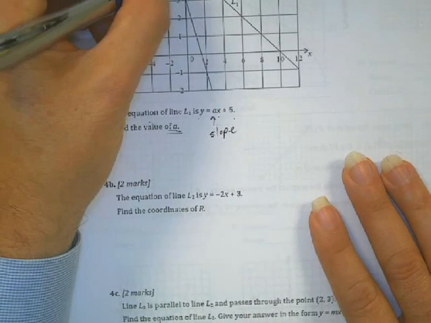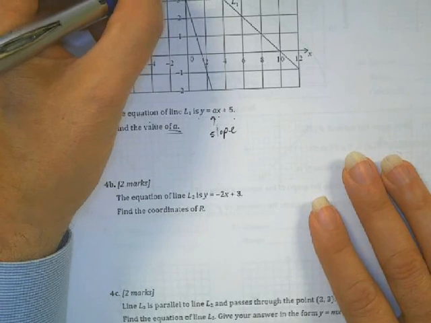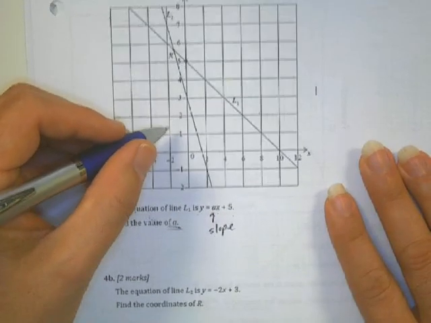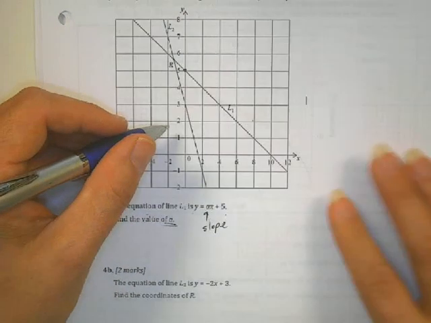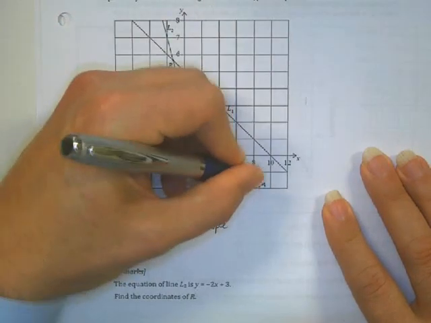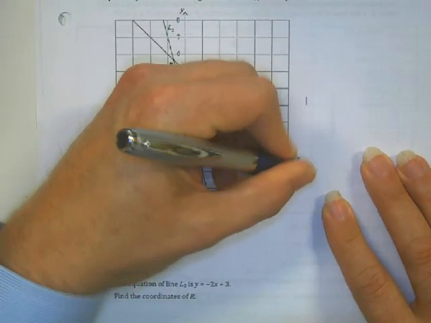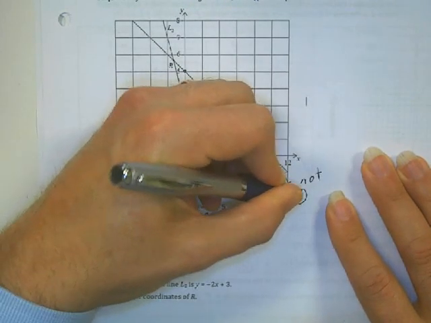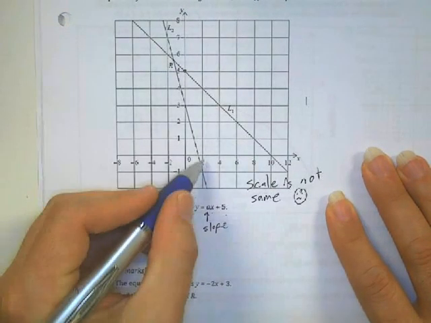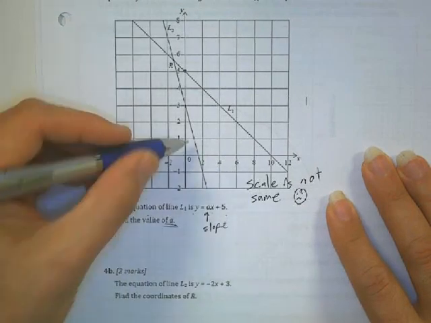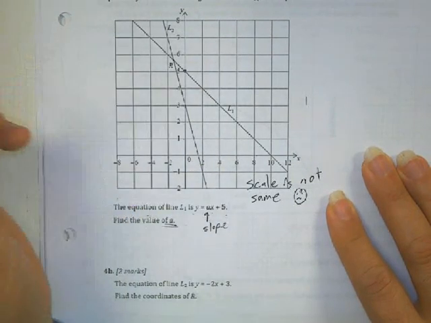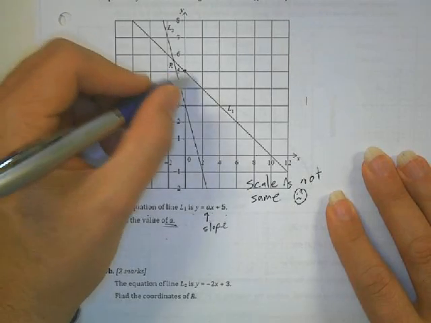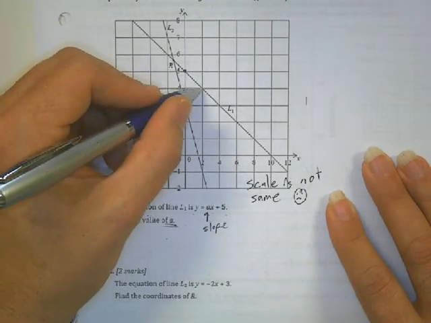To figure out the slope, note the scale is not the same on this graph. Let's zoom out. The scale is not the same because this goes by 2, 4, 6, 8, and this goes by 1, 2, 3, 4. So we need to be very careful. I can't say, oh, this is a slope of -1, because it's not.